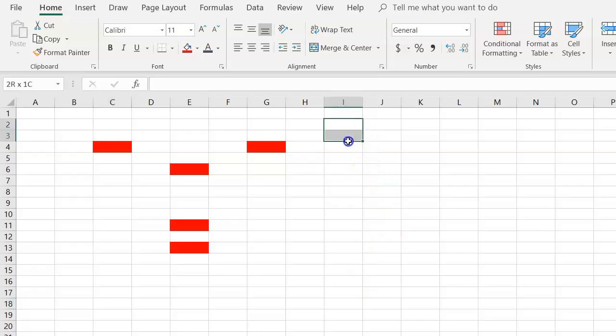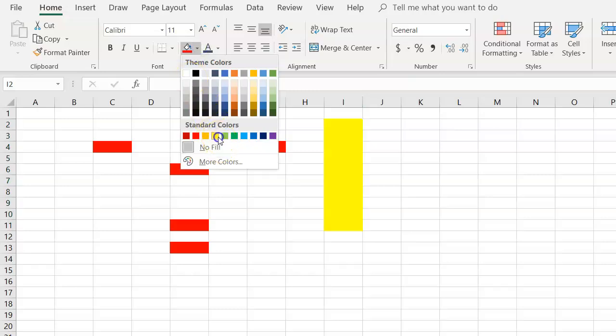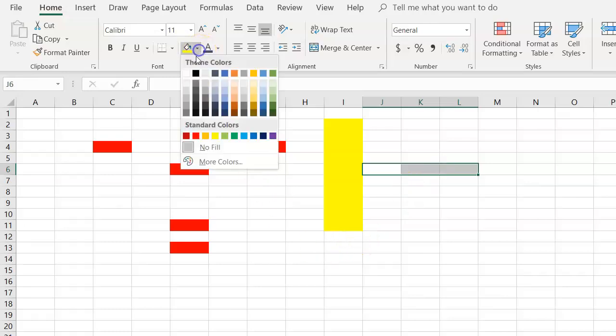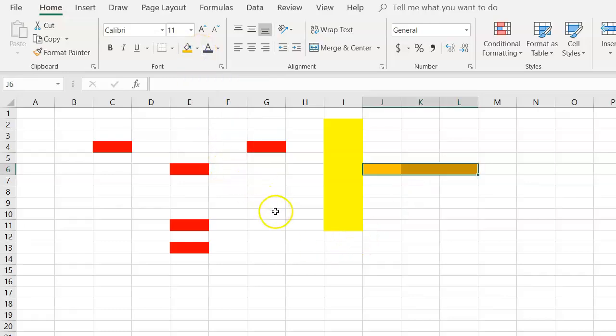To do a vertical selection of a range of cells, we simply select them vertically, and I'm going to go ahead and color those yellow. I can do a horizontal range of cells like this, color those orange.